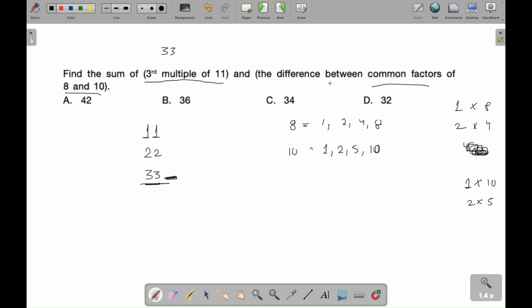So this question says difference between common factors of 8 and 10. So what are the common factors of 8 and 10? 1 is the first common factor and 2 is the second common factor, because these two are the only ones that are common. So common factors between 8 and 10 are 1 and 2 respectively. And what is the difference between these common factors? So what is the difference between 2 and 1? Now I hope this question becomes more clear, right? So the difference is 2 minus 1, which is 1. So the answer to this part is 1. Now what does this question say? Find the sum of 33 and 1, which is 34.